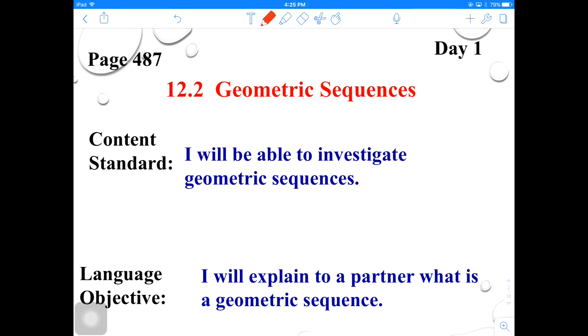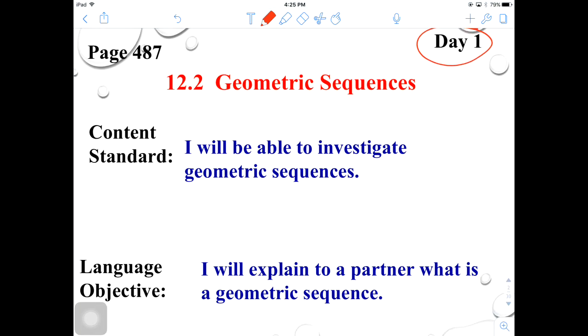Hello everyone, welcome to 12.2, and today we're going to be learning about geometric sequences, day 1. So in this lesson you will be working with a sequence that has a new pattern.